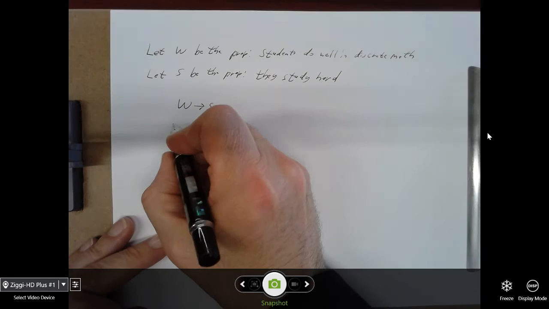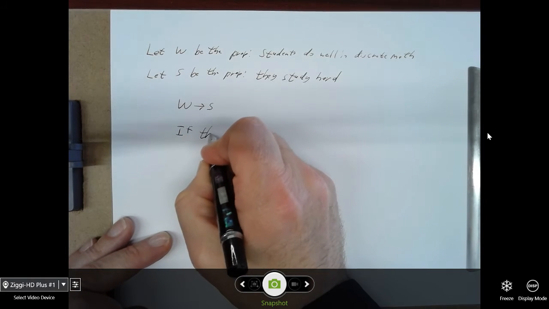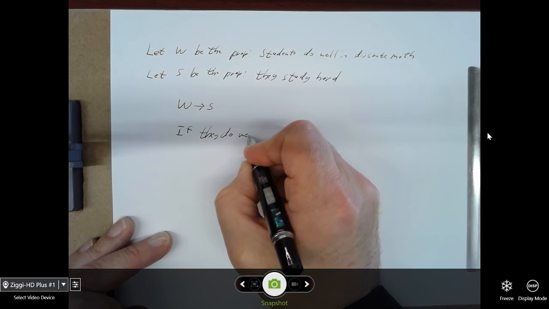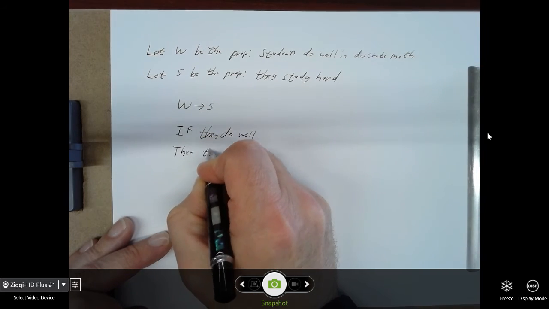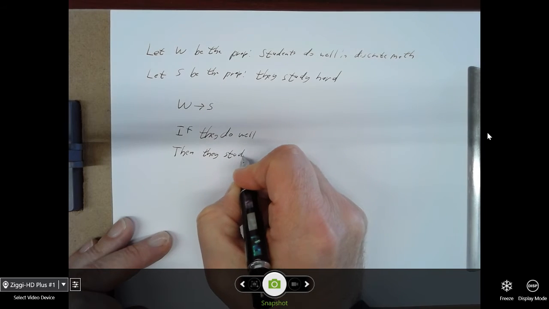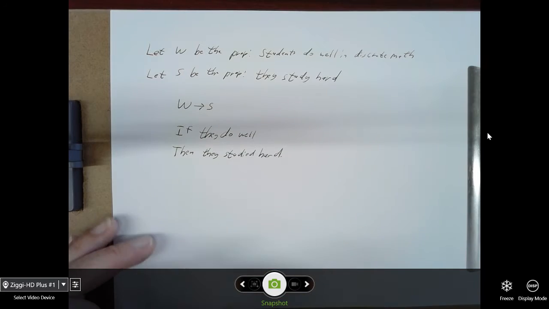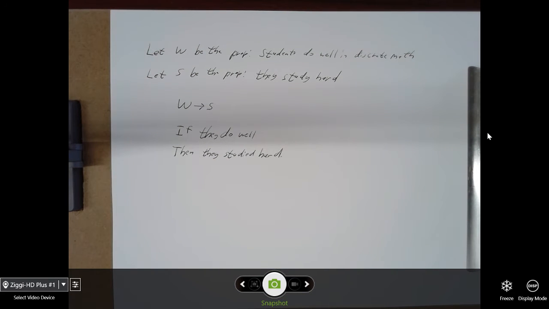So if they do well, then they studied hard. Does that make sense, or does it feel backwards? It feels backwards, I could be backwards. Is this the thing we're trying to prove, or the thing they give us? This is the first statement that they've given us, and I just want to make sure that we're in agreement on how this looks as an if-then statement.